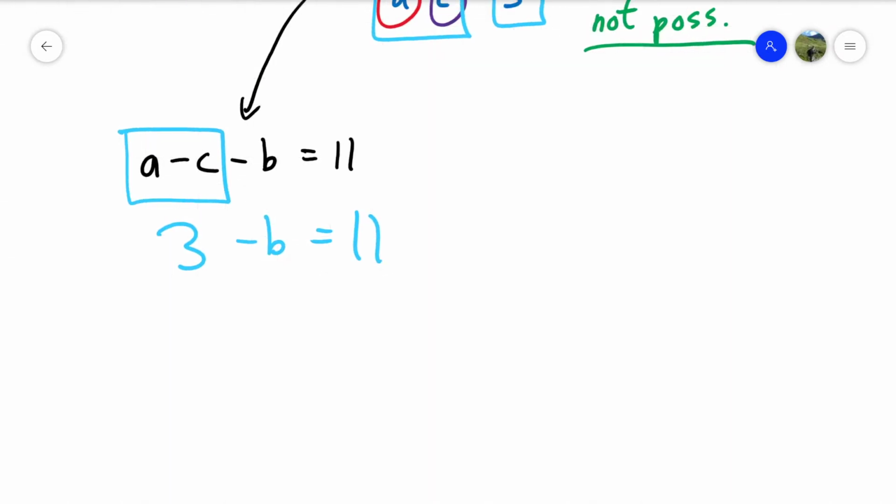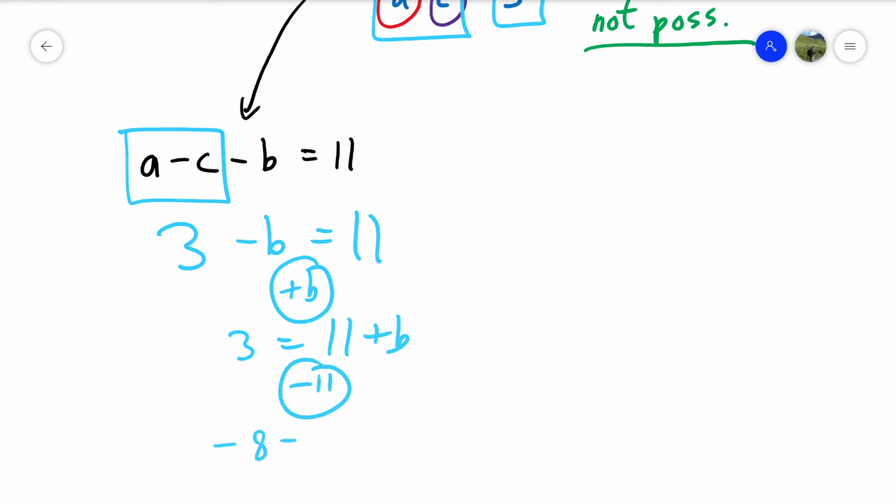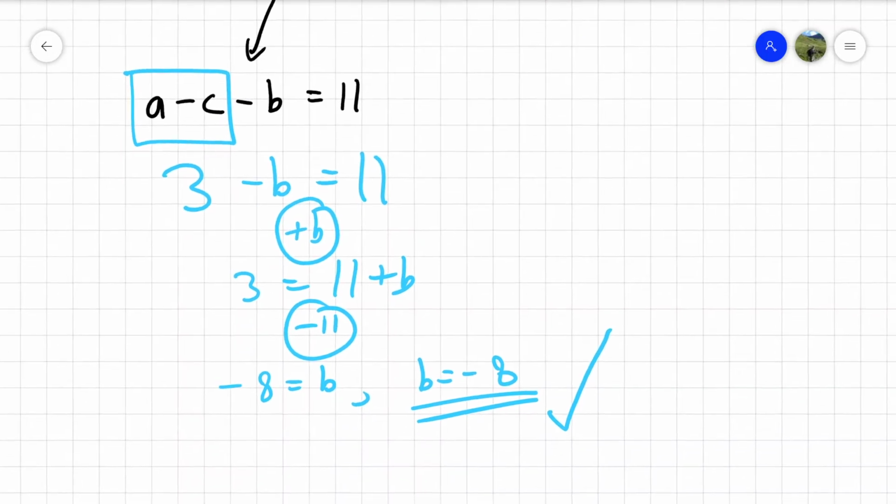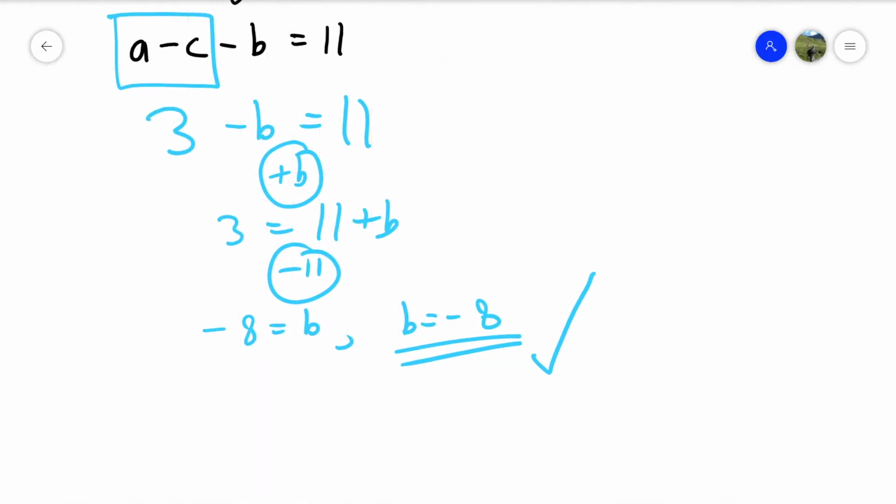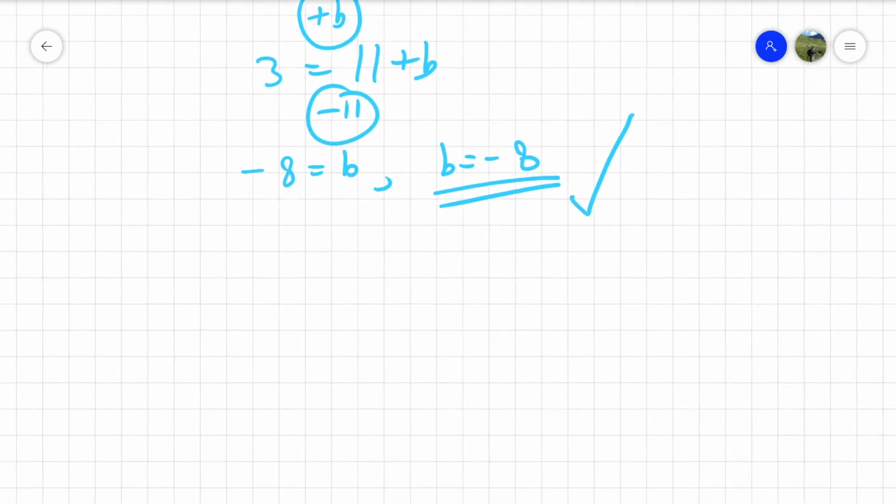So I could now, let's just do some rearranging. Add b to both sides. 3 equals 11 plus b. Minus 11 from both sides. And that gives me minus 8 equals b. I'm just going to switch it around because I like having it the other way around. So we can at least find out what b is. It's not possible to find the others, by the way. There you go. So that's kind of interesting. If you said not possible, I'm going to say nice one. Good work.